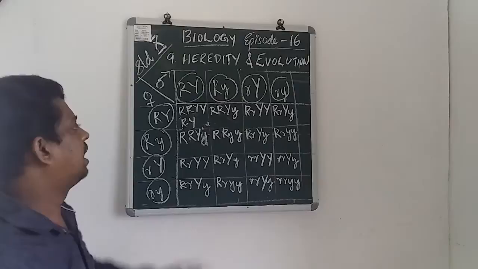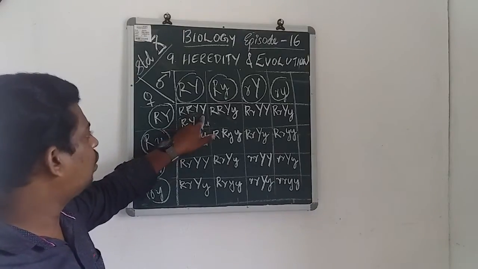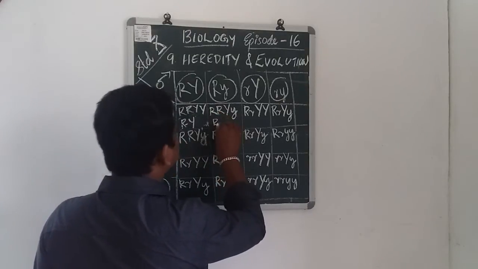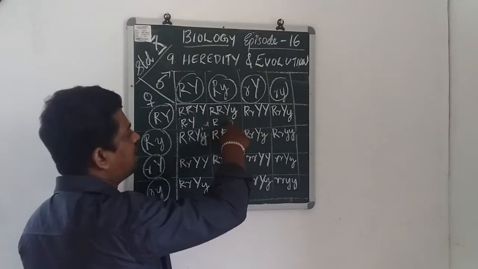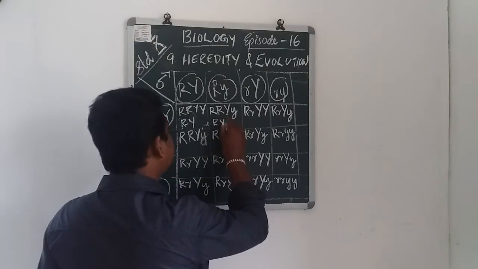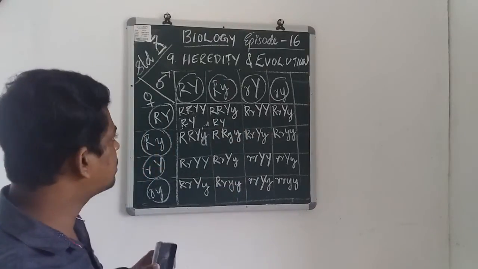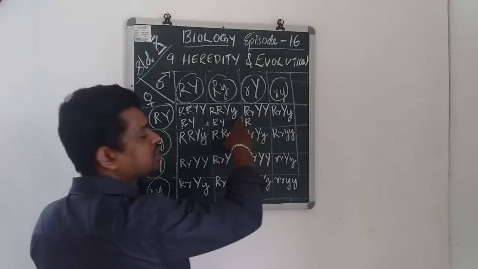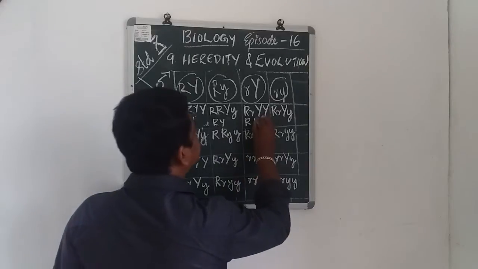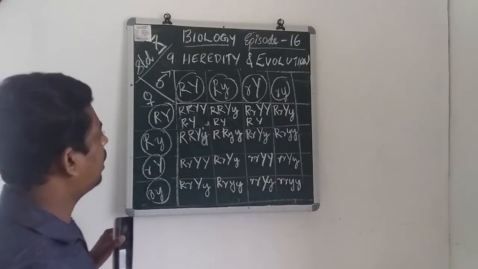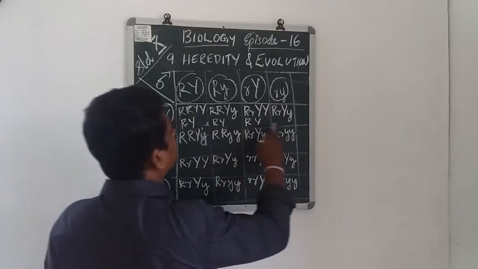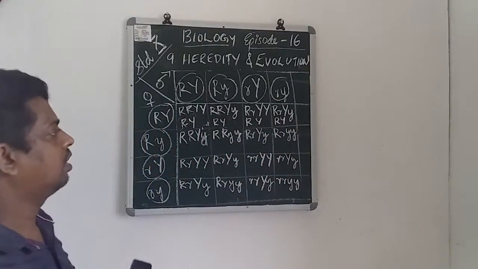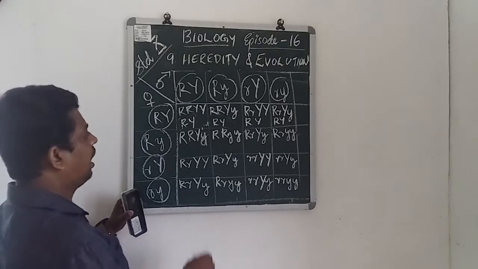This is a round seed with yellowish color. And this one is also a round seed, where one is suppressed and one is expressed. Otherwise that is a round seed with yellowish color. Look, this is also round because one character is dominant over the other, and this is also yellow or white. And this one round yellow, round yellow.